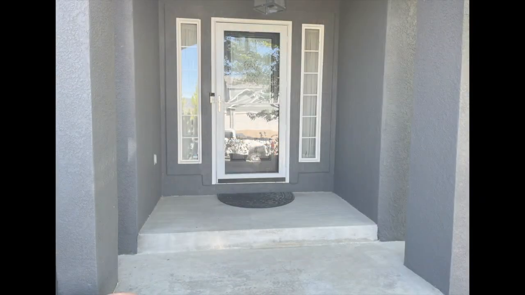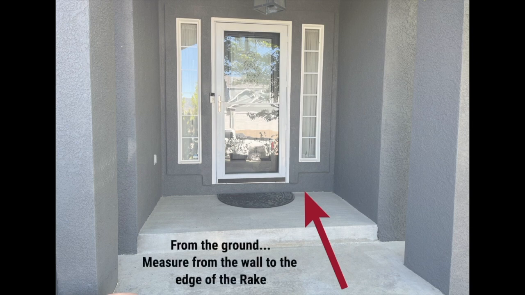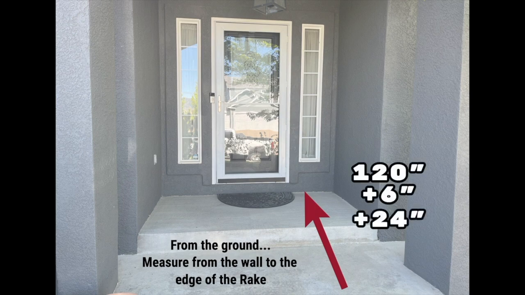First off, you get your measuring tape out, and from the ground, you measure from the exterior wall all the way to the edge of the rake. For this scenario, let's say that measures at 120 inches. So again, we need to add 6 inches for the wall itself and another 24 inches past the warm wall like the code dictates. You add those up, and that gives us a total of 150 inches.